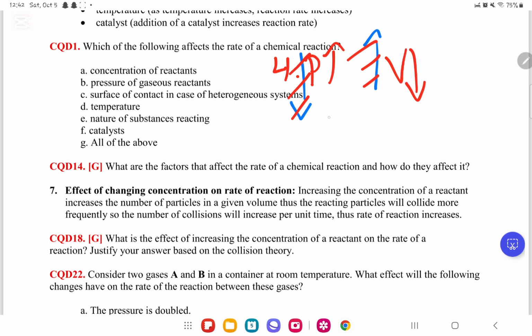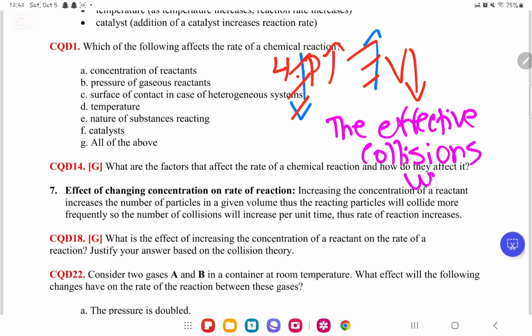The effective collisions will increase. Why will they increase? Because since the pressure increased and the volume decreased, the gas particles come closer together, so they're more likely to collide. So the effective collisions will increase, thus the reaction rate increases.